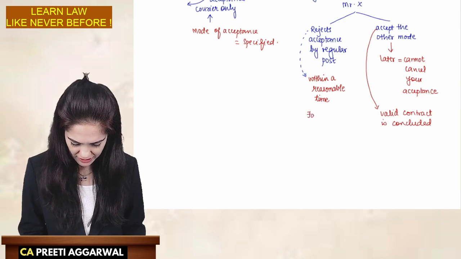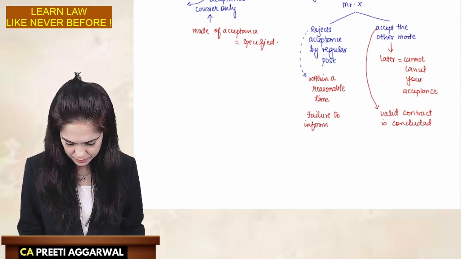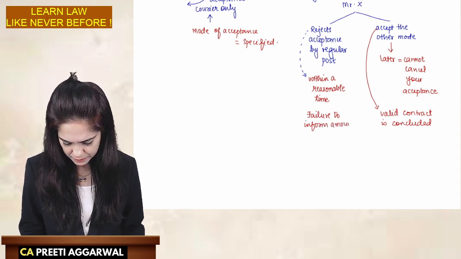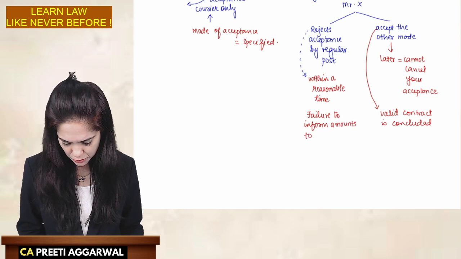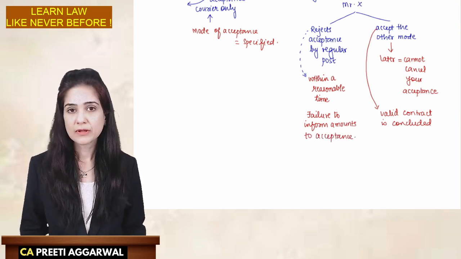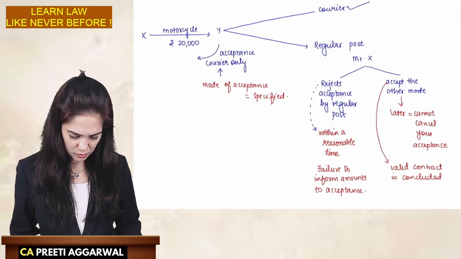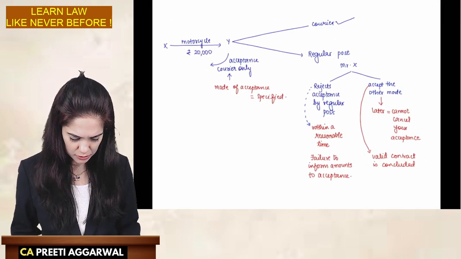Here you can write: failure to inform amounts to accept. If you fail to inform, then we will assume that you have accepted. Okay. So this completes our note.